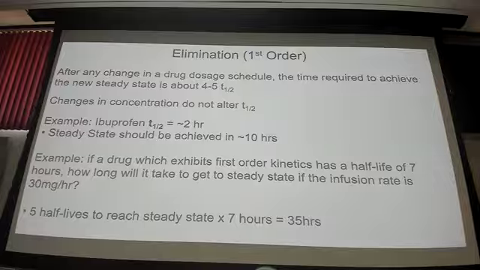If we have another drug with a half-life of 7 hours, how long will it take that drug to reach steady state? If the infusion rate is 30 milligrams per hour, we take 7 times 5, and that gives us 35 hours. Any questions about that?